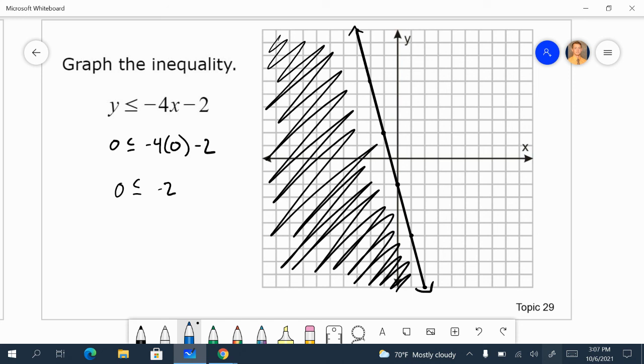And then the last step we have to do is plug in a point. So I would plug in 0, 0, like I've been doing. That's what you can see I just did here. I plugged in a 0 for y, I plugged in a 0 for x, and when I solved, I ended up getting 0 is less than or equal to -2. Well, that's just not true. 0 is not less than or equal to -2, so I did not shade the side that 0, 0 is on. I shaded the other side.